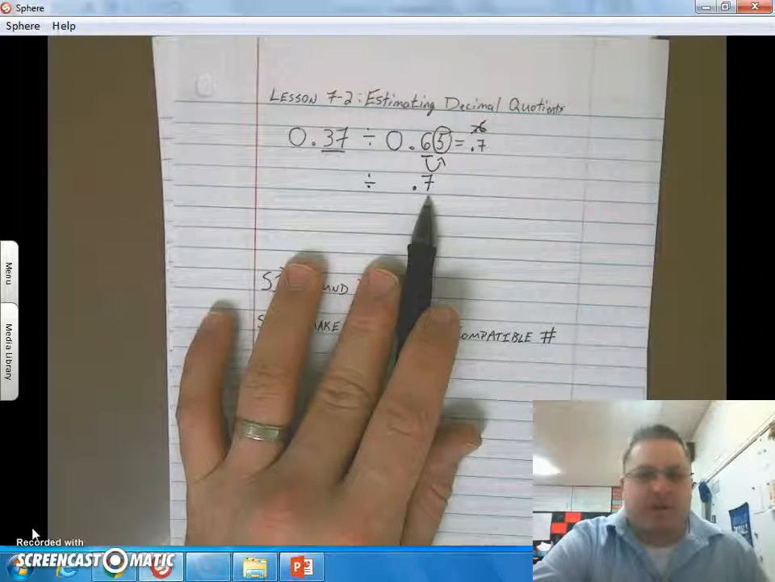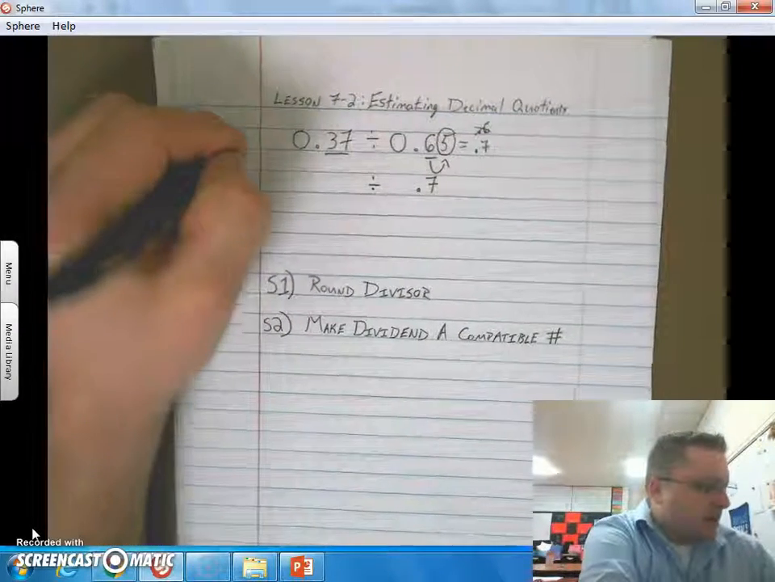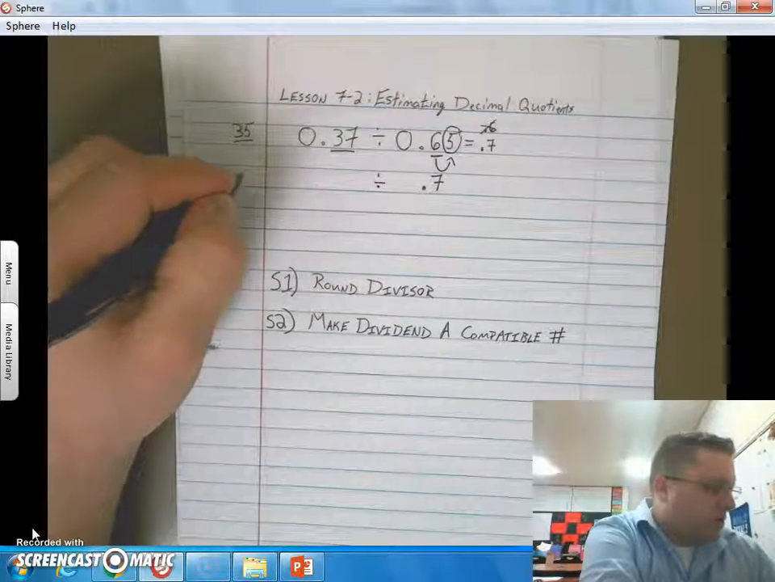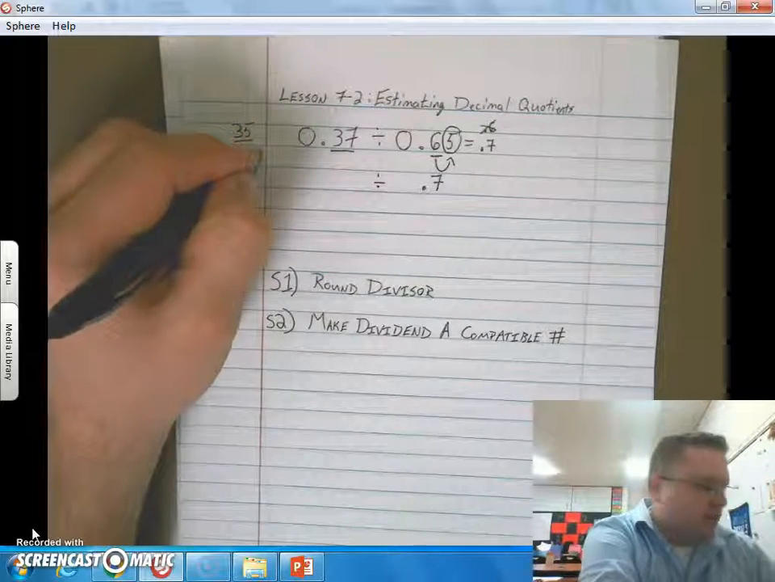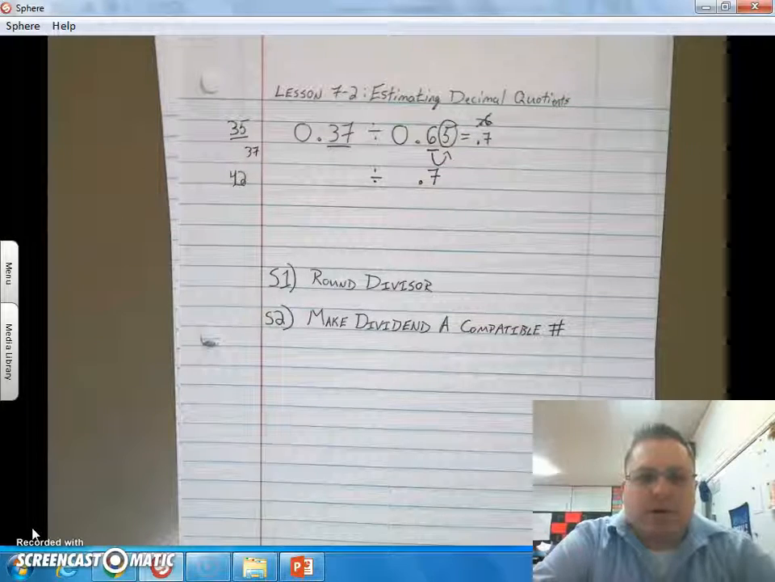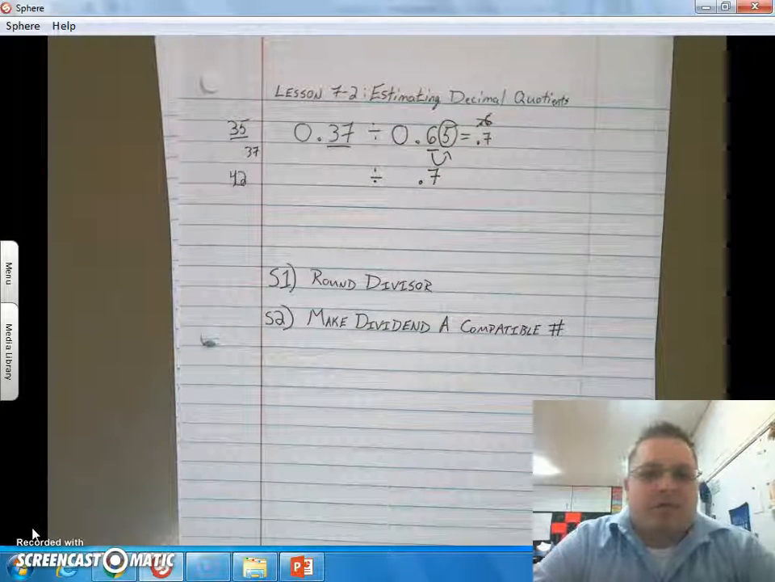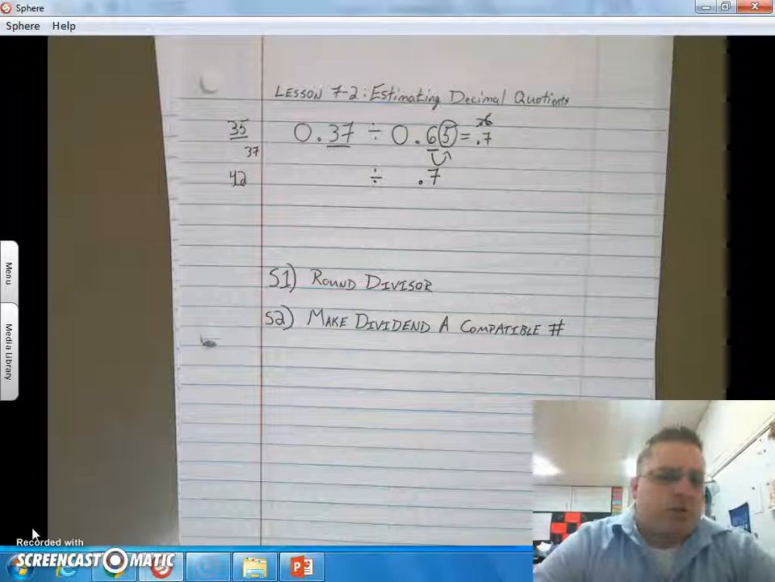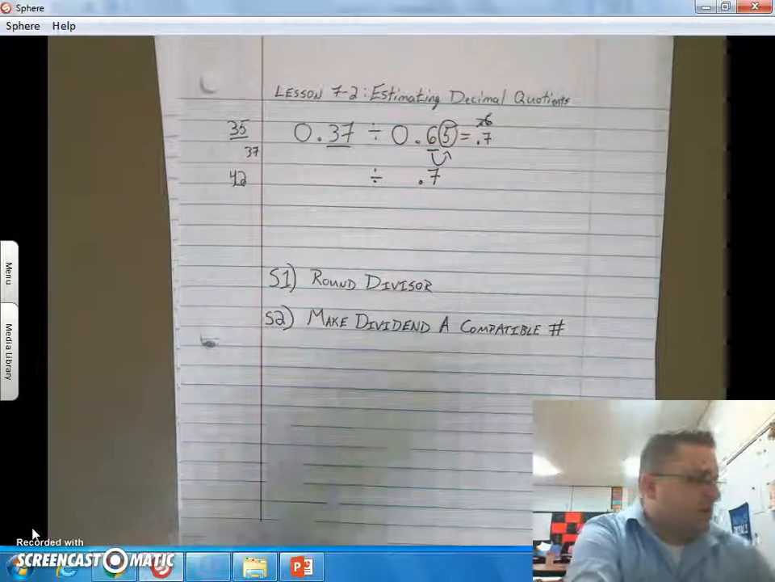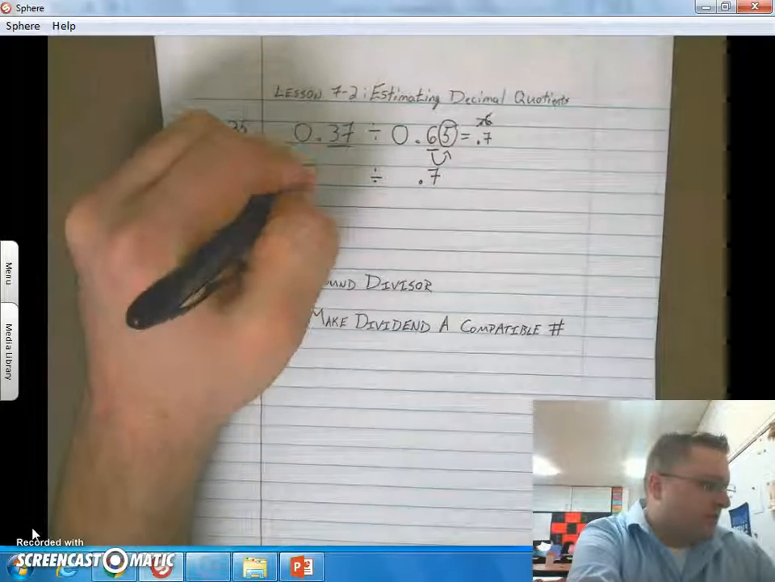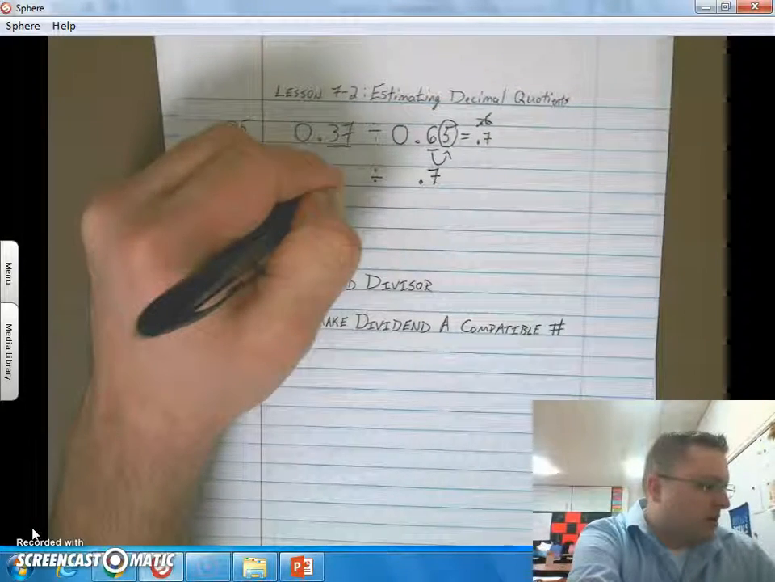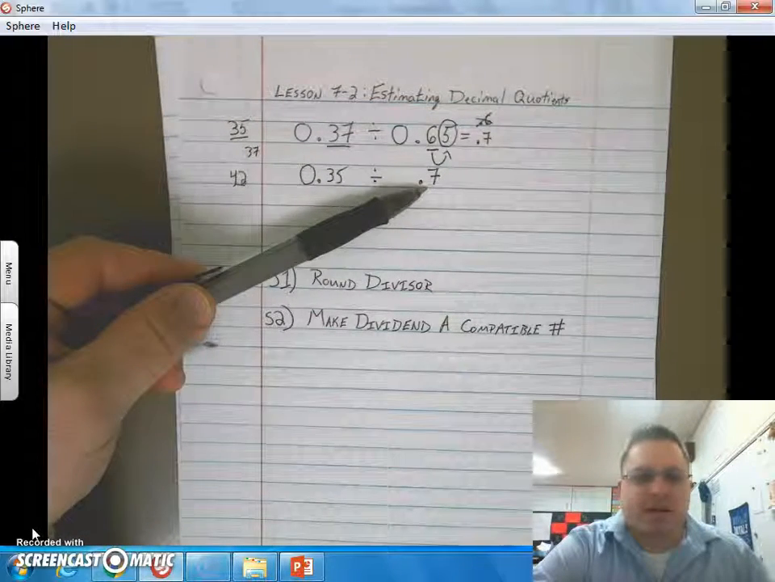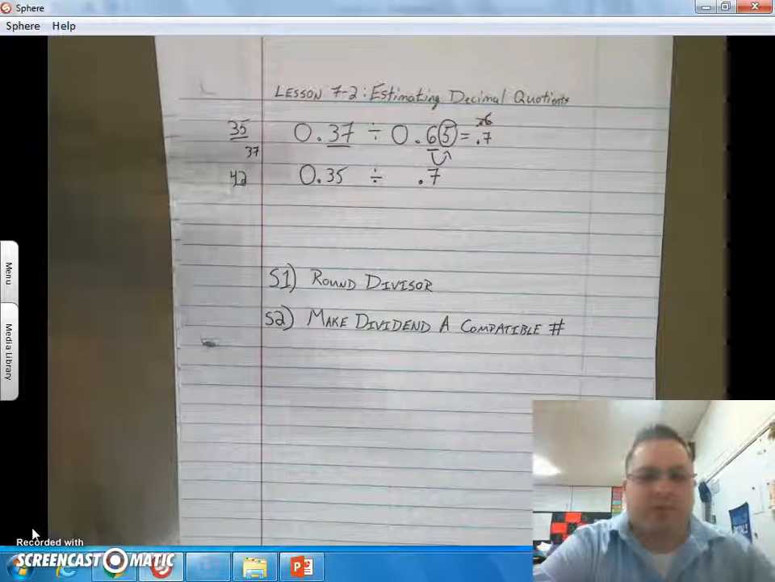And it's not. When I think of the multiples of 7, I can get 35 or 42. And 37 comes right in between the two. So when I make it a compatible number, I want to make it the one closest to the multiple of 7. So 35 is closer to 37 than 42. So I'm going to make 0.37 into 0.35. Once again, it's because I looked at the multiples of 7 and where 37 fit in between.